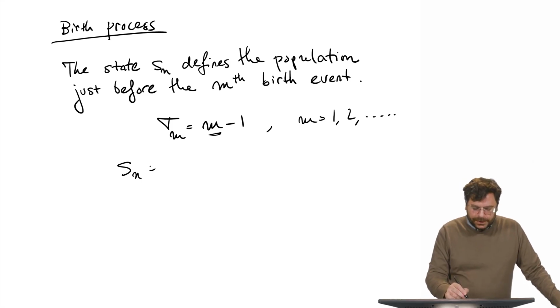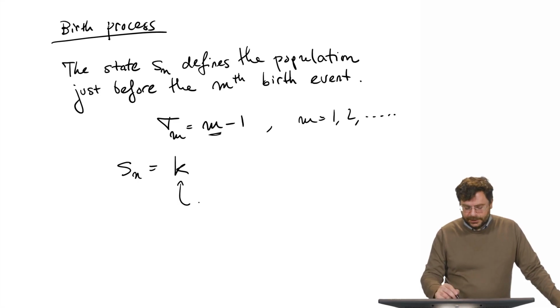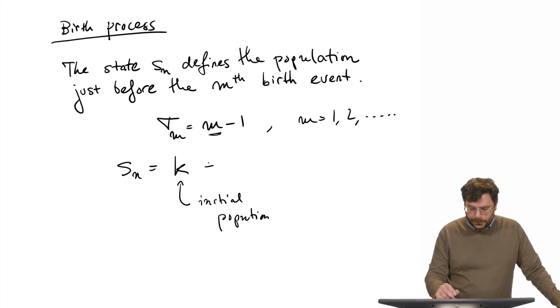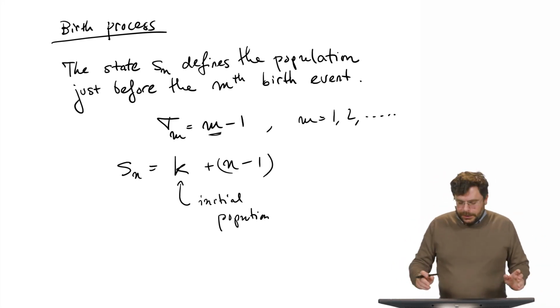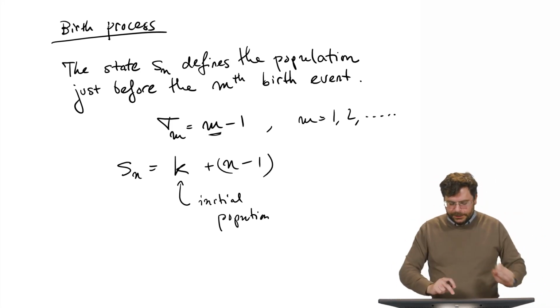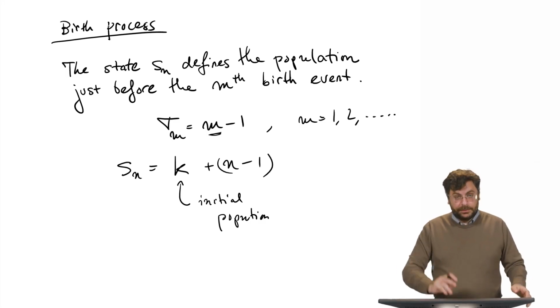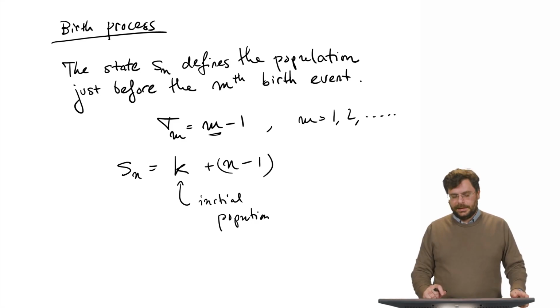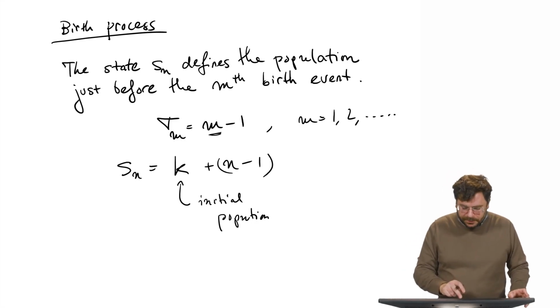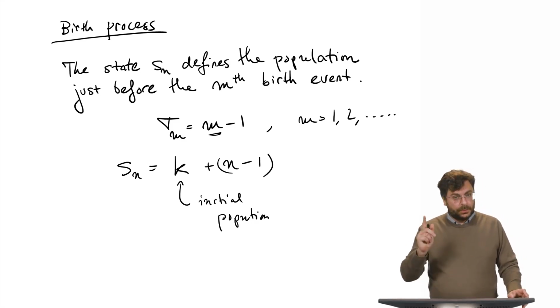I'm also going to define here what Sn is. It's going to be k, the initial population, plus n minus 1. Right? So before a particular birth event, let's say the first birth event, my population is k, so S1 is equal to k. After the second birth event, then I have k plus 1.